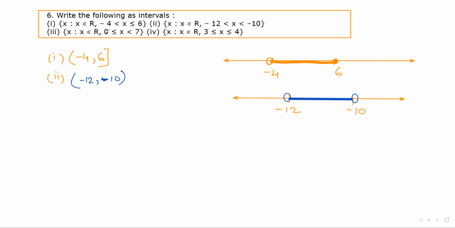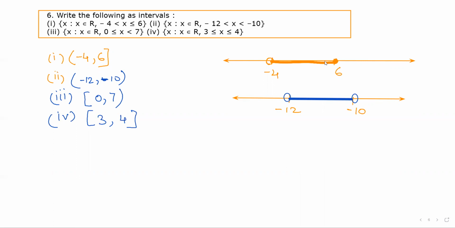Similarly, for the third part, 0 less than equals to x less than 7. So 0 is included, which means 0 should be in square bracket. And 7 is not included, round bracket. Fourth, 3 less than equals to x less than equals to 4. So you have 3, comma 4, both side square brackets.